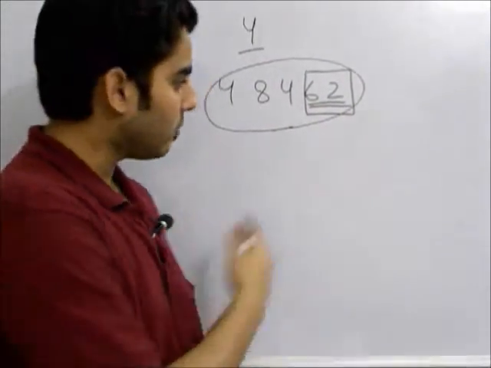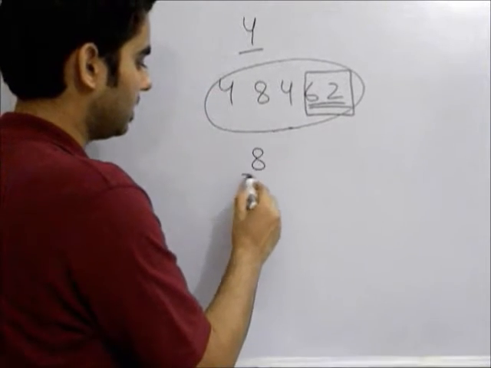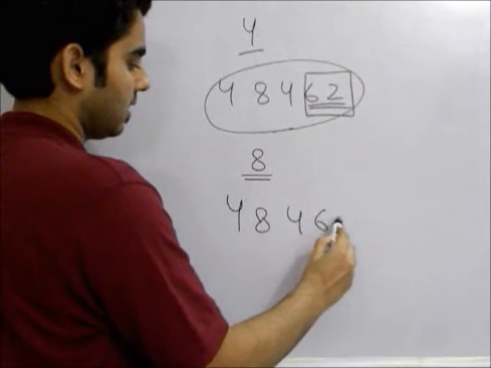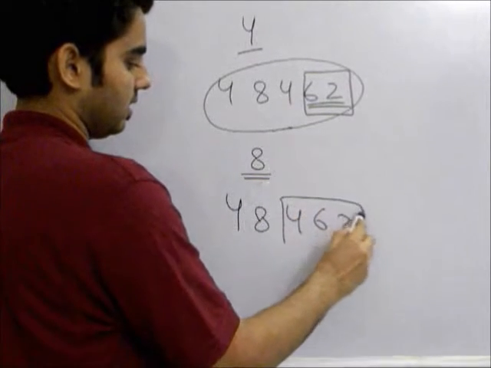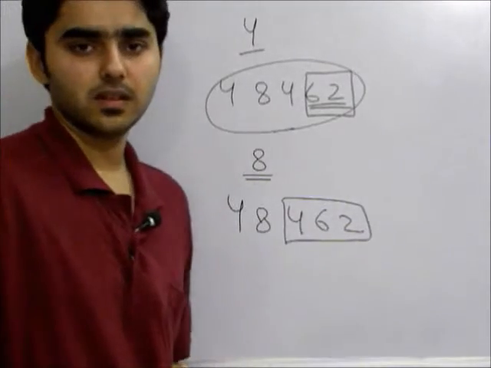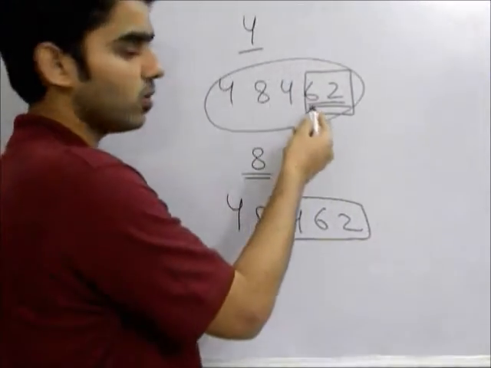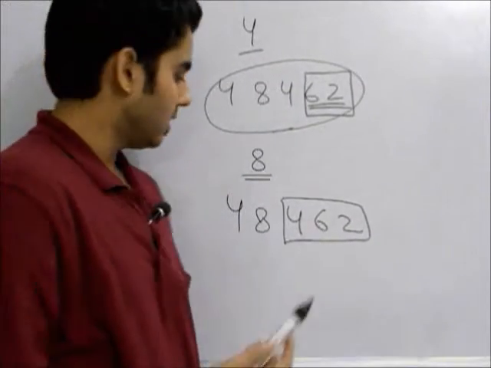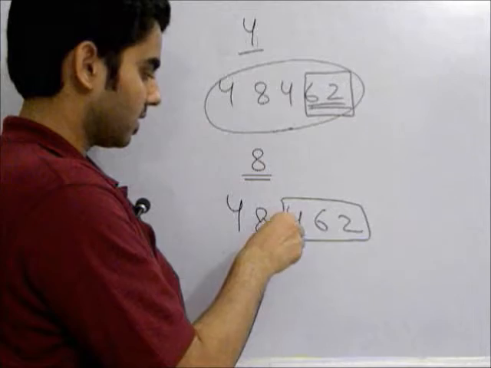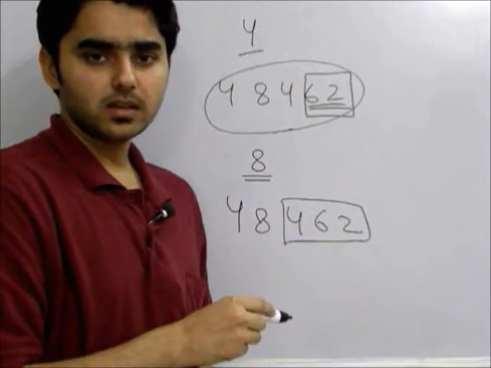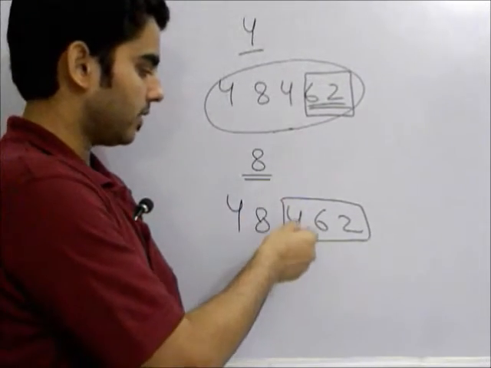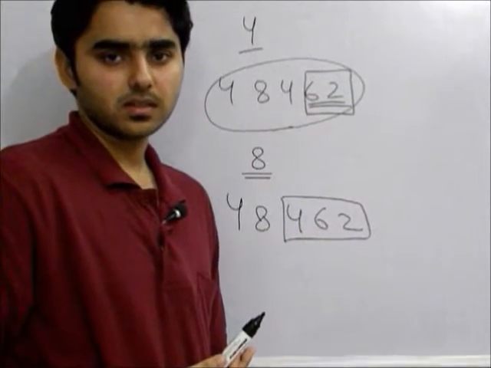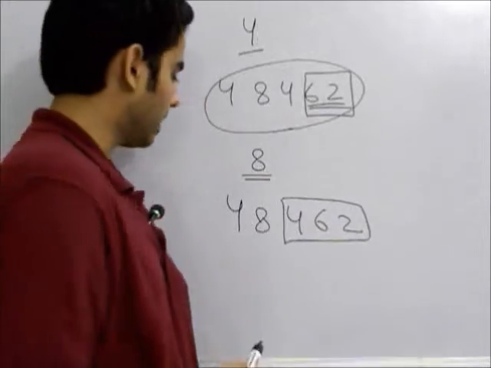Okay, I'll jump on to another number, 8. In this case, we will take the last 3 digits. In 4 we took 2, in 8 we will take 3. So in this case, is the number divisible by 8? Check it out. 8 5s are 40, right? And 60, it's not, right?